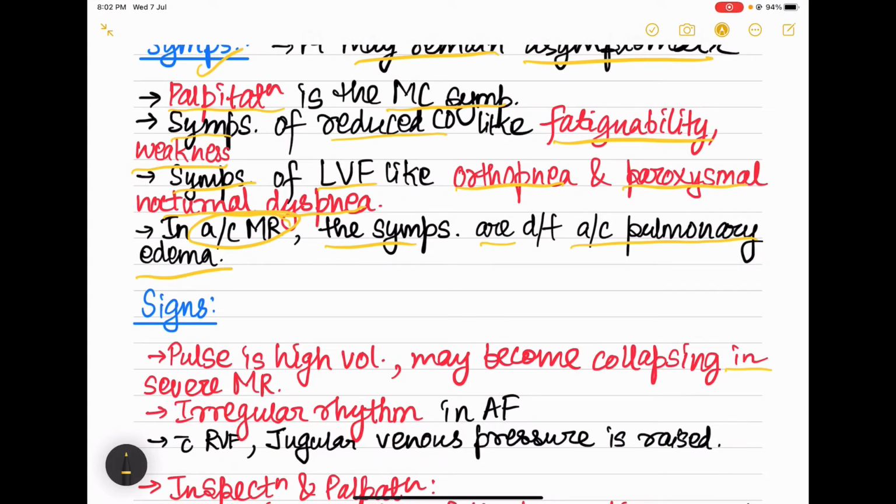Now coming to the signs, the pulse is usually high volume but may become collapsing in case of severe mitral regurgitation. This is because there is reduction in the cardiac output. As a result, there is collapsing pulse in case of severe mitral regurgitation. Now coming to the irregular rhythm, it is because of atrial fibrillation, which is a complication of mitral regurgitation. Next, with right ventricular failure, jugular venous pressure is elevated.